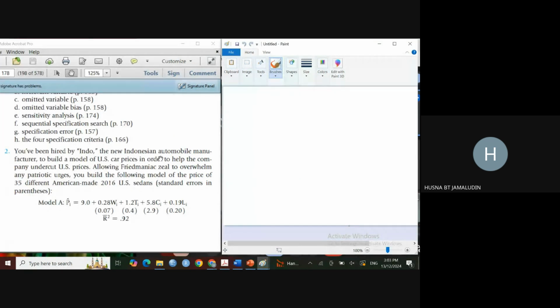So here you have been hired by this automobile manufacturer to build a model. Basically this question is talking about the factors that affect the car prices. Normally we are looking at the house prices. Now we are looking at the car prices. So these are the variables that affect the car prices. You build the following.